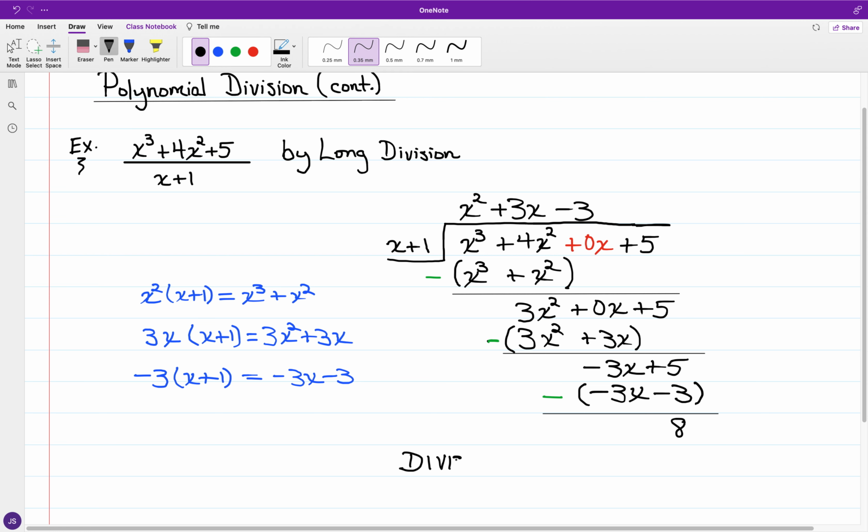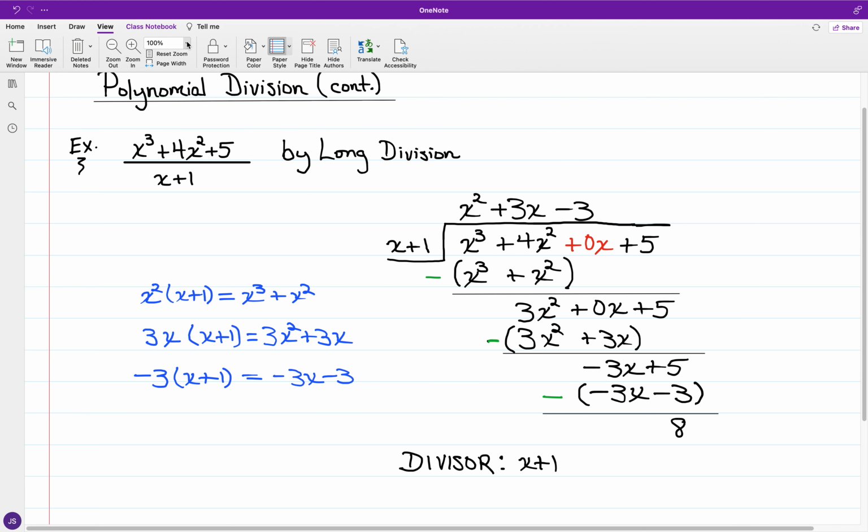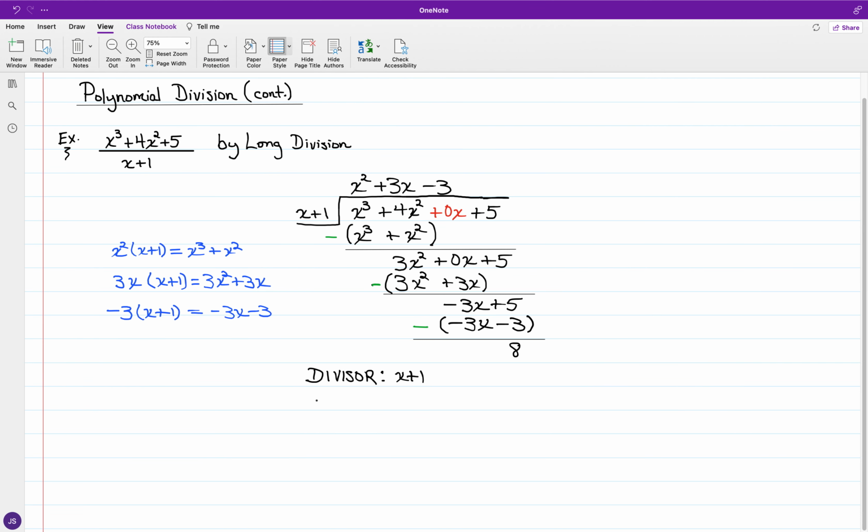Again, the divisor is x plus 1. And what is being divided into, that is going to be the dividend, which we have as x cubed plus 4x squared plus 5.